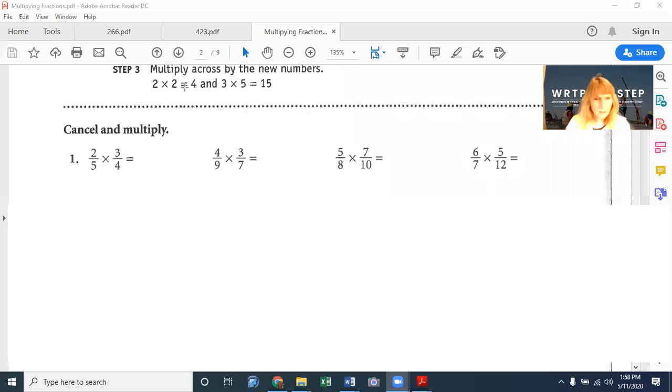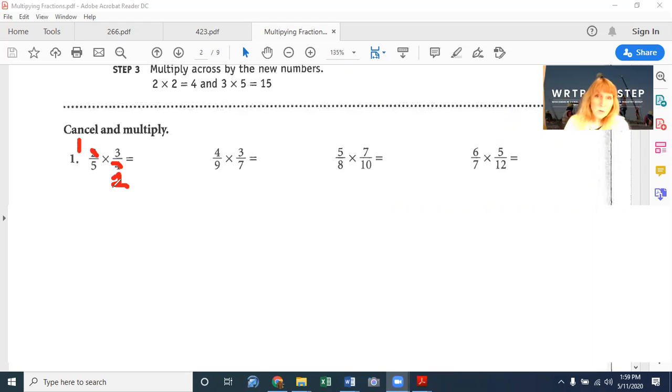So we can see that you can cancel a 2 and a 4. What that means is that you can divide the same number into the top and the bottom. So I know that I can divide a 2 into the 4, right? If I divide 2 into 4, 4 divided by 2 is 2, right? But I also can divide that same 2 by this 2. So 2 divided by 2 is 1. So I was able to cancel out the 2 and the 4.